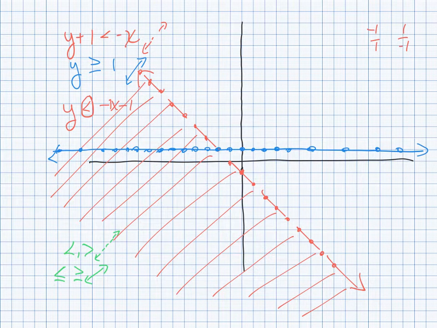So where is y greater? Above that line or below that line? Above that line. So we're going to take the blue and do this.